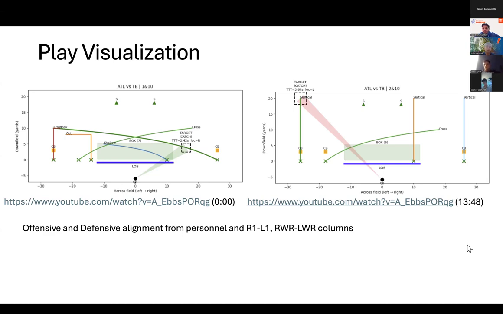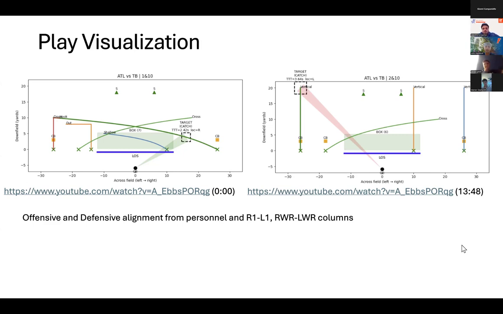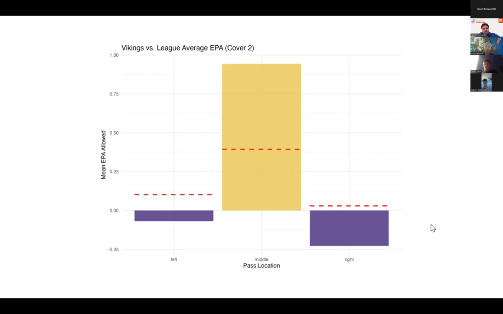You can see in these videos that I attached just some plays where the model works pretty well. This is just to visualize plays. I think we probably don't have enough time to show the videos, but if you want to check those out later, you can.